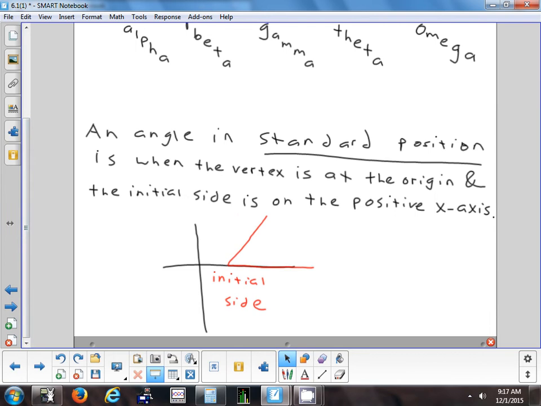Is that angle in standard position? No. What's wrong with it? The initial side is still on the positive x-axis, but the vertex is no longer at the origin. What if I did something like that? Is that standard position? No. What's wrong now? Not on the x-axis. Right, now the initial side is up in the air. The vertex is at the origin, but you've got to have both. That's standard position. Any question on what standard position is?